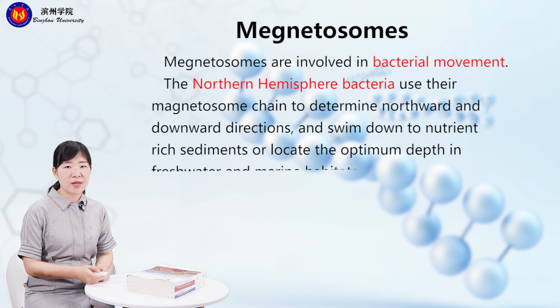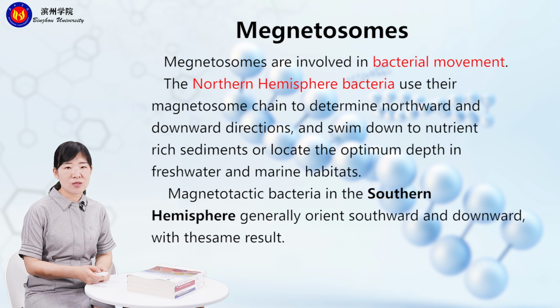Magnetosomes are involved in bacterial movement. Northern hemisphere bacteria use their magnetosome chain to determine northward and downward directions, and swim down to nutrient-rich sediments or locate the optimum depths in freshwater and marine habitats. Magnetotactic bacteria in the southern hemisphere generally orient southward and downward with the same result.